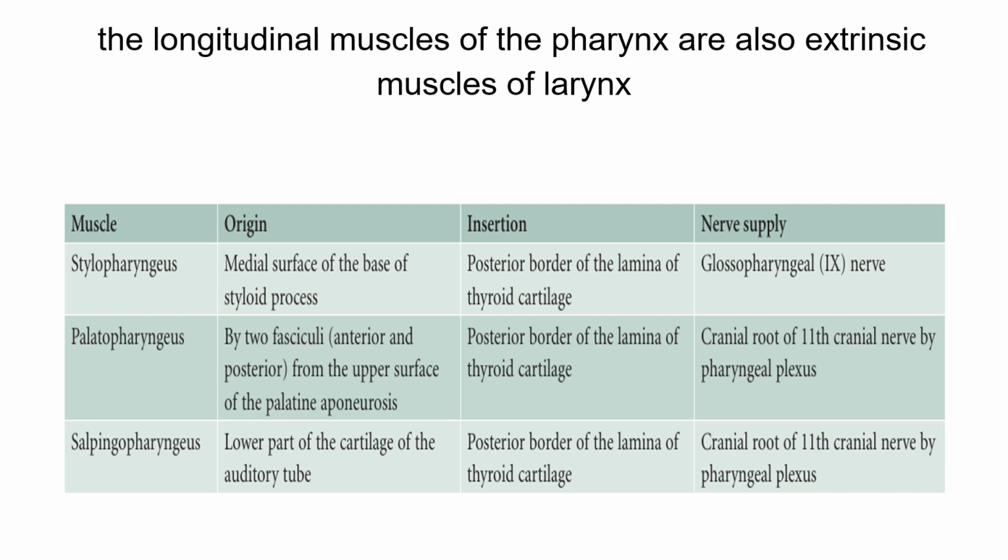Now as I have already mentioned, the longitudinal muscles of the pharynx are also extrinsic muscles of the larynx. So just go through the nerve supply, origin and insertion. When you study the pharynx, it can be utilized here also. So just explaining in brief, the stylopharyngeus is supplied by the glossopharyngeal nerve, which is the ninth nerve, and the palatopharyngeus and salpingopharyngeus are supplied by the 11th cranial nerve.